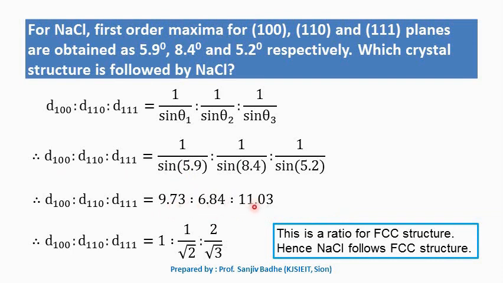If you divide all these values by the smallest value, that is 9.73, we get it as 1 is to 1 by root 2 is to 2 by root 3, and this is the ratio for FCC structure, and therefore we can conclude that the given crystal NaCl follows face centered cubic structure. So this is how the crystal structure is found out with the help of Bragg's X-ray diffraction experiment.